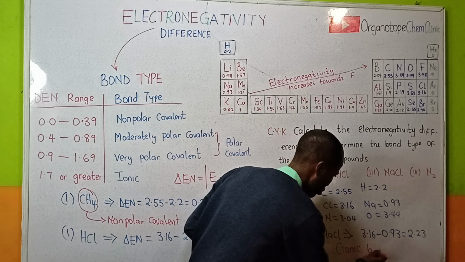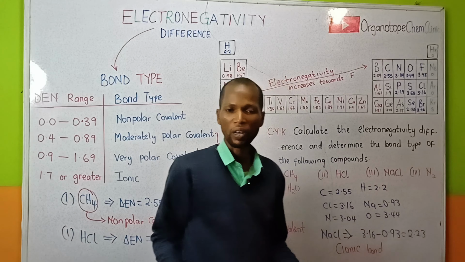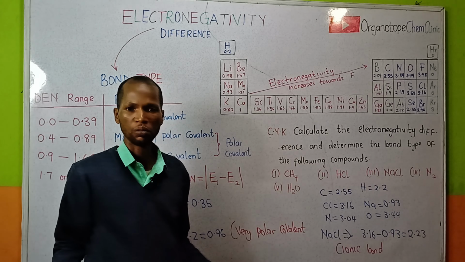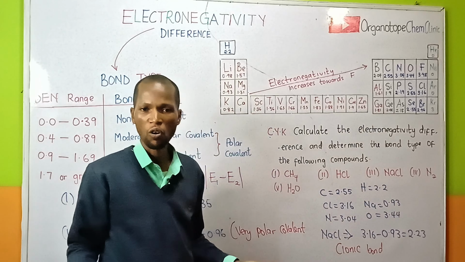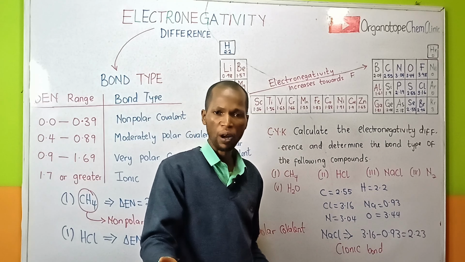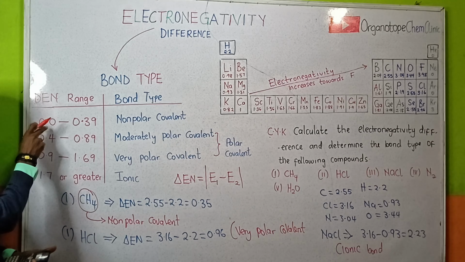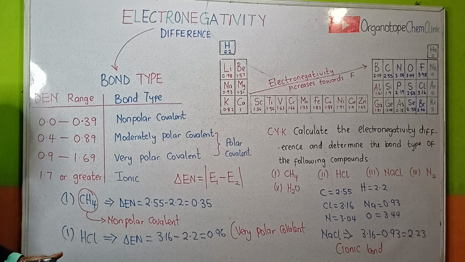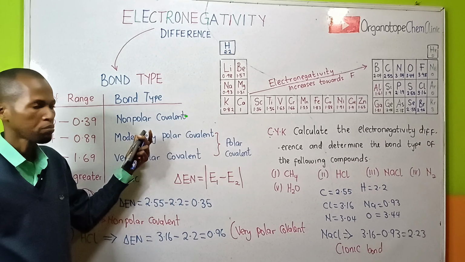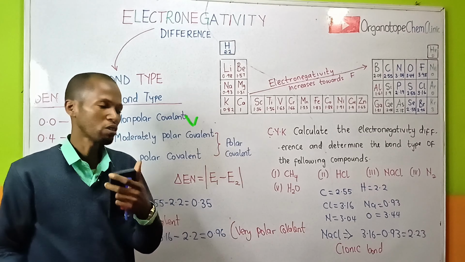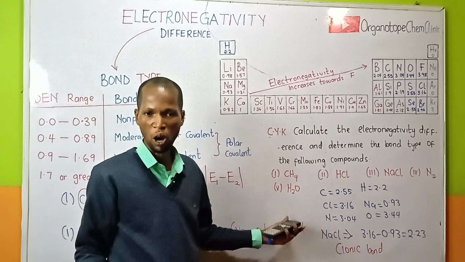Therefore, in the case of sodium chloride, the bond type is what? Ionic bond. Okay, so in the case of nitrogen molecule N2, we will discover that we have two nitrogen atoms right there, and nitrogen has electronegativity value of 3.04. So 3.04 minus 3.04, what do we have? Yes, that's 0. Therefore, nitrogen falls between the range of 0 and 0.39. We say that nitrogen molecule is exhibiting what bond type? Non-polar covalence.